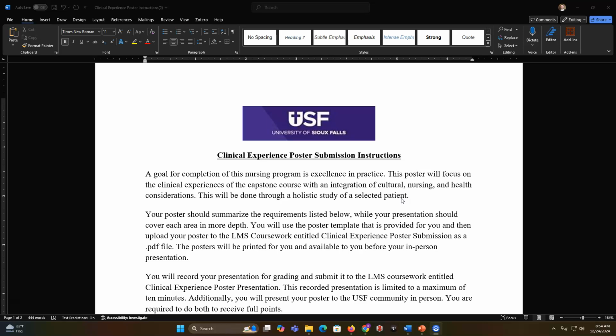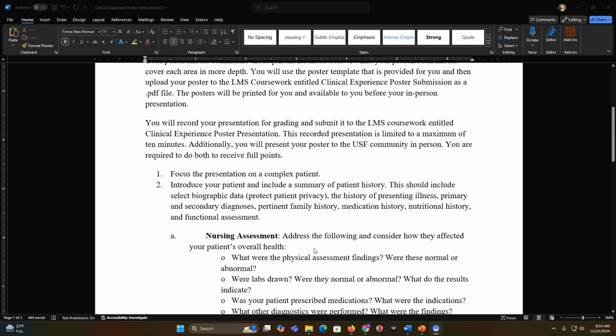You're going to pick one particular patient that you had and do a case study on it. You're going to have some requirements, as we're going to cover below, but realize that this is going to be a case study in a poster presentation. Within this, you're going to have a complex patient or some kind of interesting patient that you want to talk about. You're going to talk about patient history.